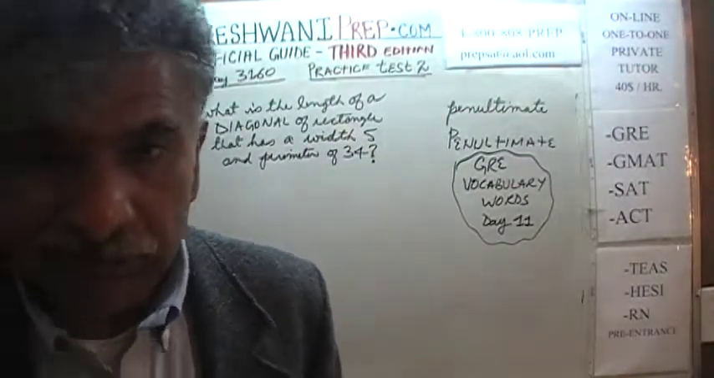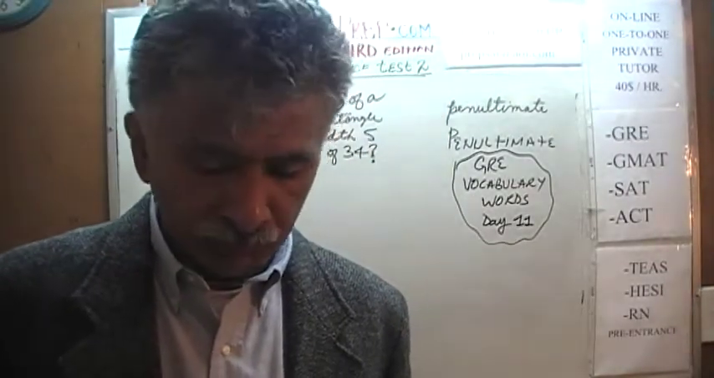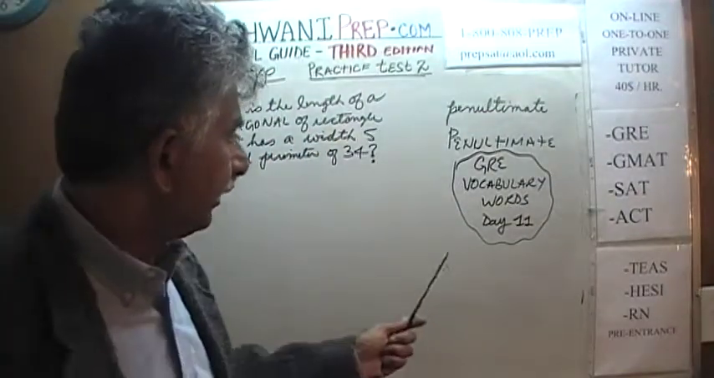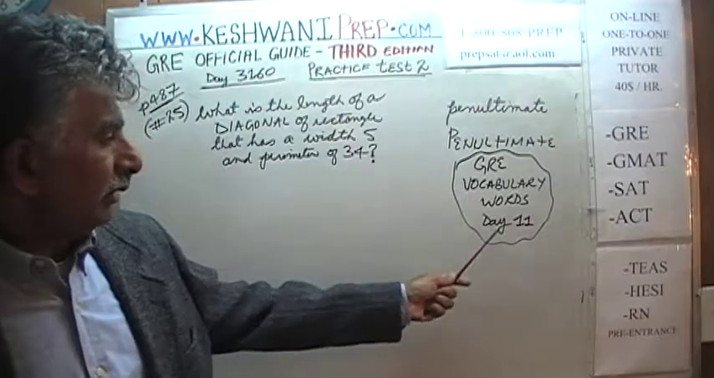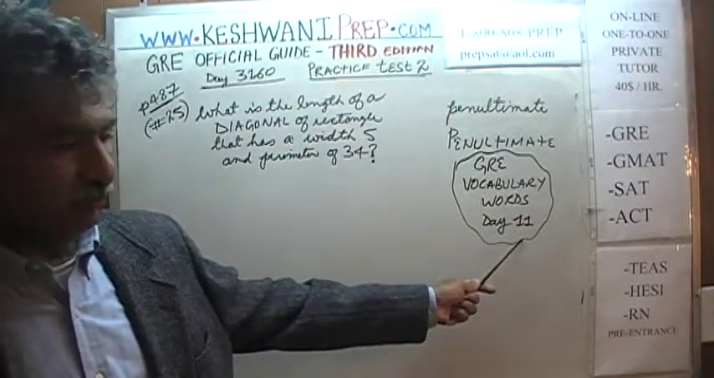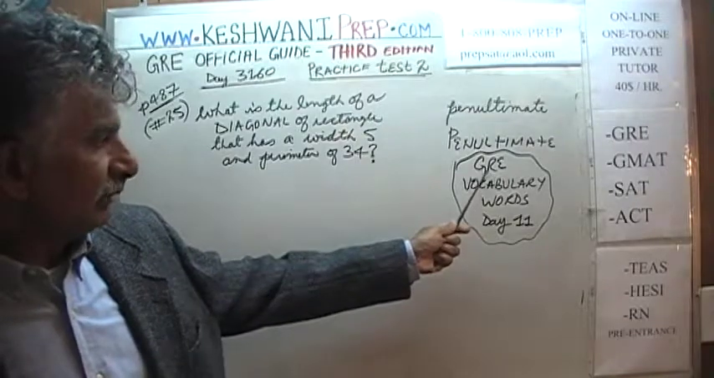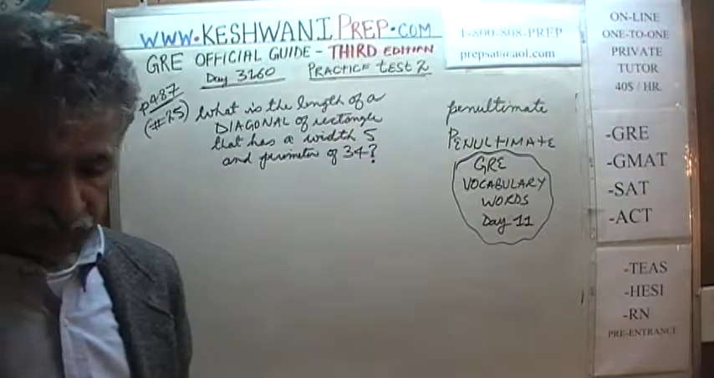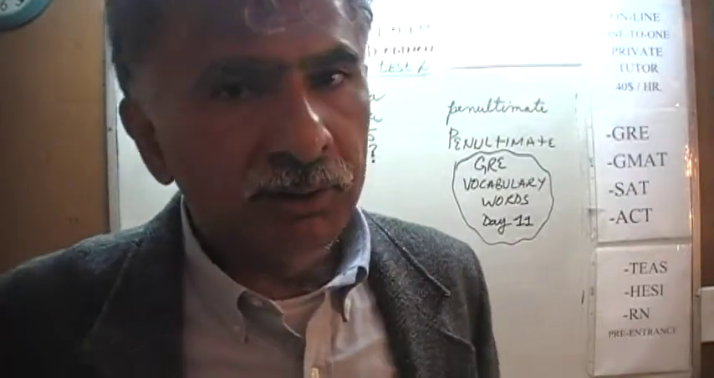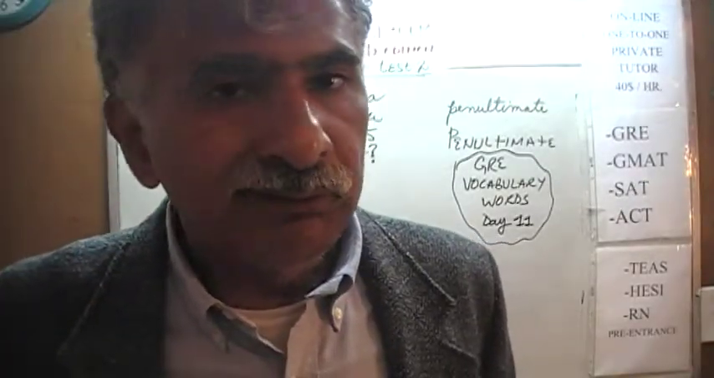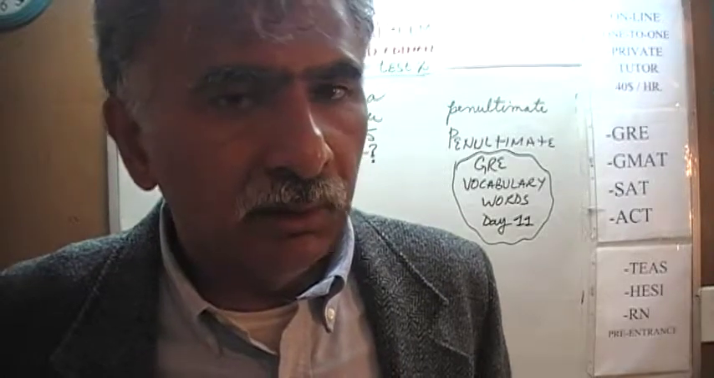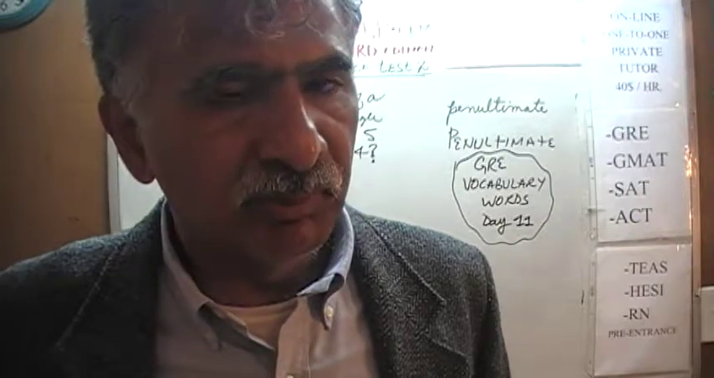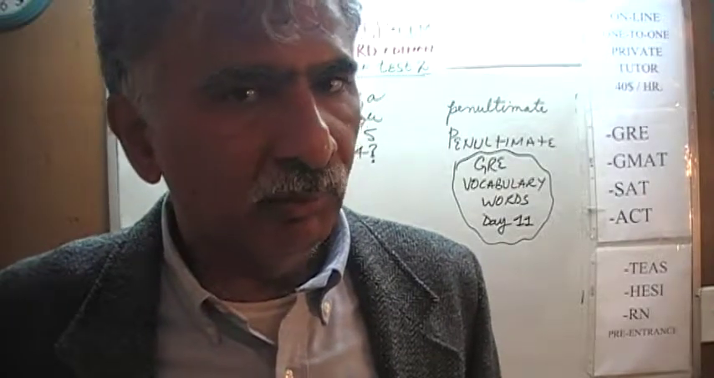In case you're interested in learning that word, in case you're interested in improving your vocabulary, I already did the work ahead of time. You will find this word on day number 11 in our vocabulary lessons. Just type in the search box, GRE vocabulary words, day 11. Watch that video and learn the word penultimate, along with some other words that will help you improve your vocabulary and therefore help you get a better score in the verbal part. Because that is what kills most people in the verbal portion. If you do not have decent vocabulary, you are done.